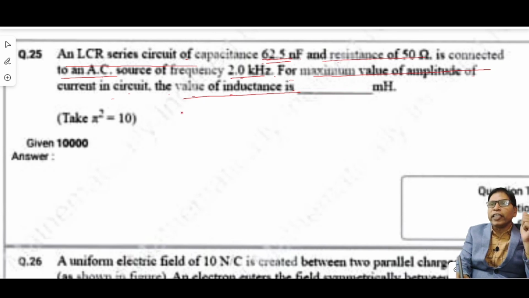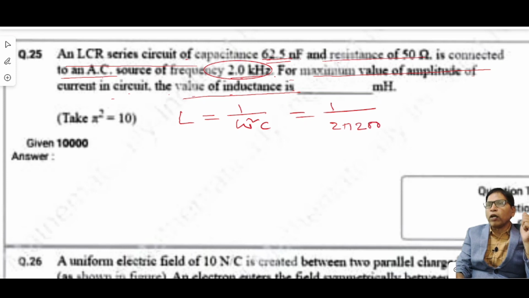In resonance condition, the inductance L equals 1 by omega square into C. Now, look at this. Frequency is 2 kilohertz. So this is 2 pi into 2000, whole square. Okay. And look at this, this is the nanofarad, this is the C. So this is 62.5 into 10 to the power minus 9. Okay. This is the magnitude of L.